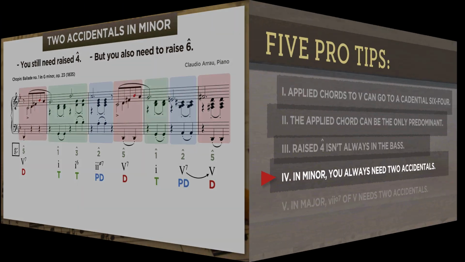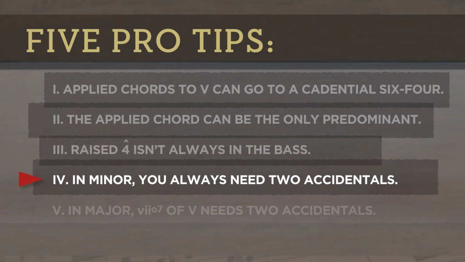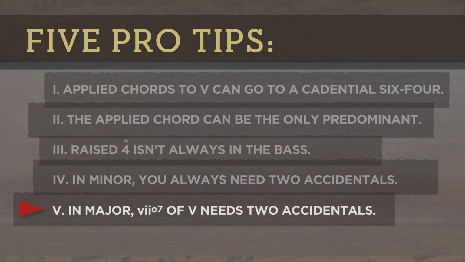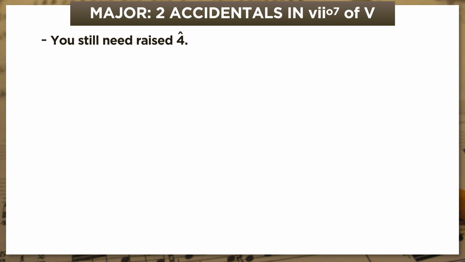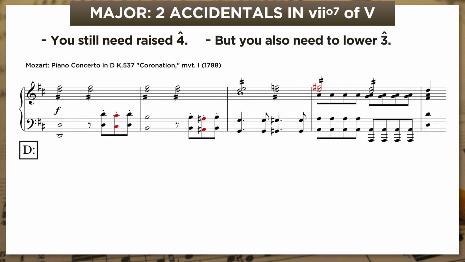Okay, last pro tip, and this one also involves accidentals. In major, 7 diminished 7 of 5 requires 2 accidentals. Raised scale degree 4, which we should expect by now, but also lowered scale degree 3. Here is a passage from Mozart's Coronation Concerto. We're in D major, leading up to a cadence, and we've got a very conventional bass line.